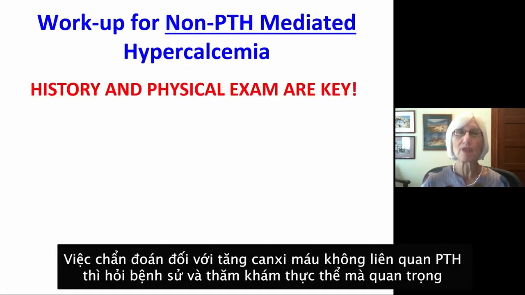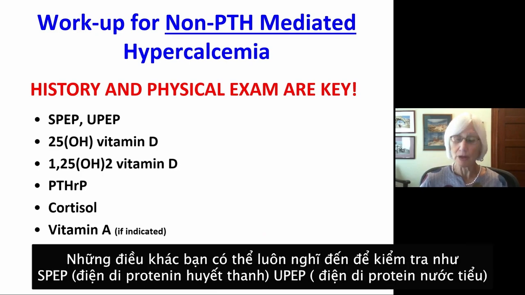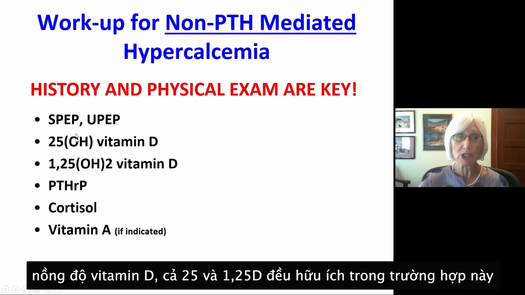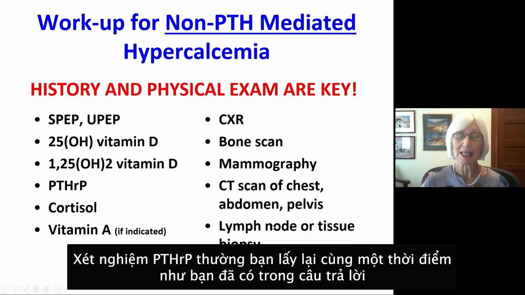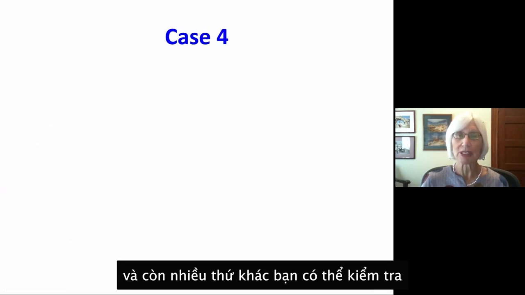The workup for non-PTH-mediated hypercalcemia, history and physical exam are the key. Other things you can always think of checking: SPEP, UPEP, the vitamin D levels, both 25 and 1,25D are useful in this entity. PTHrP, usually by the time you get it back, you already have the answer, and there are many other things you can check.